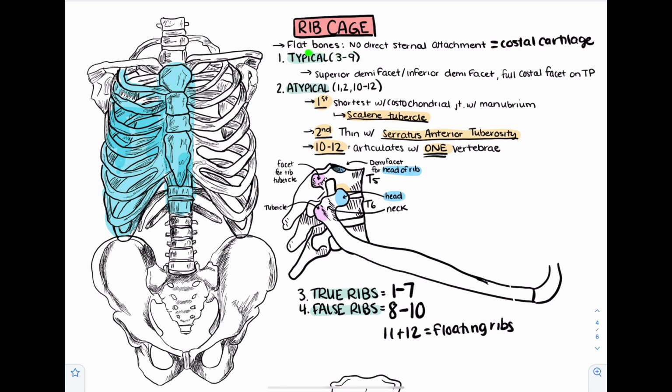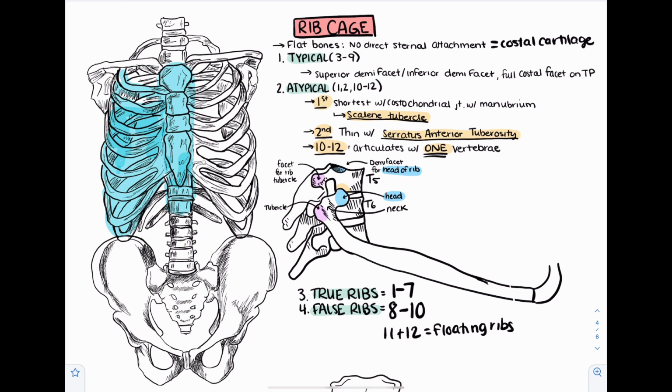Ribs 3 through 9 are typical, meaning that they have the normal rib features. Atypical ribs are 1, 2, 10, and 12. So I already said 10 and 12 articulate only with one vertebra. They don't attach to the sternum, so they are floating ribs.